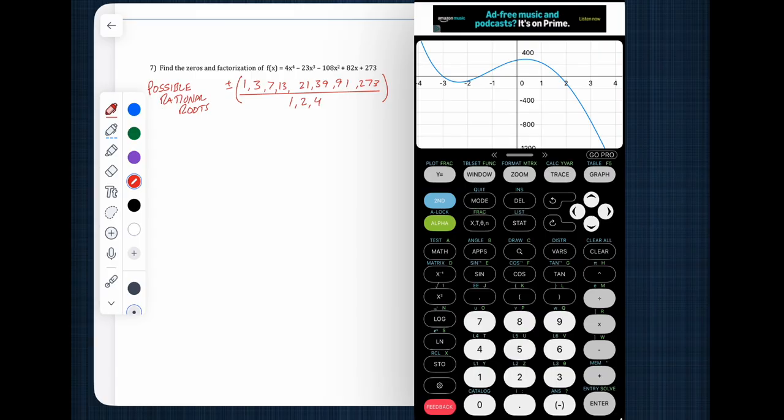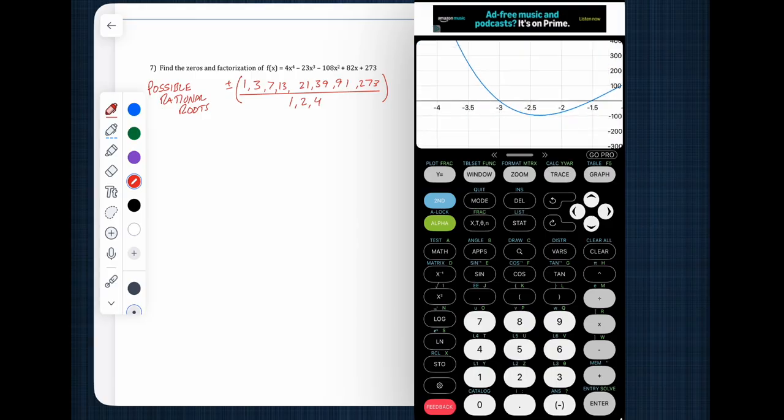I heard somebody say 1.5. You mean negative 1.5? Yeah, negative 1.5. It looks like negative 1.5. The one between 1 and 2, I can't really tell what that is. And then, what about this one? That was like negative 3 exactly, doesn't it?